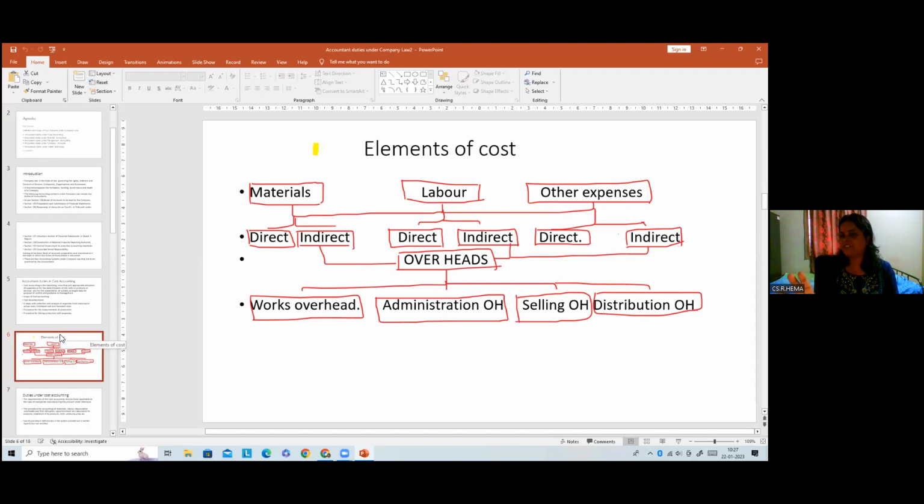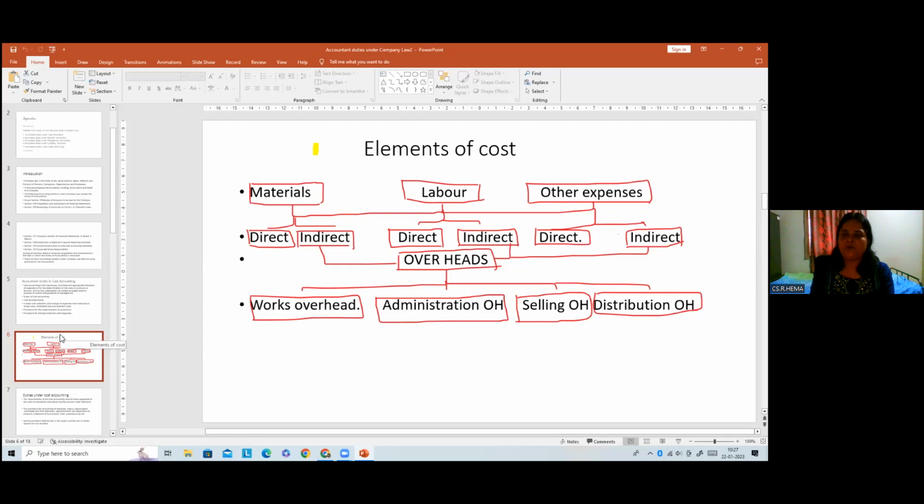Material, labor, other expenses. For a production, we require material, labor and other expenses. Under this, there are 2 classifications for each head: direct and indirect. How it is directly helpful, how it is indirectly helpful. Other expenses also have direct and indirect. This indirect portion is called overheads.